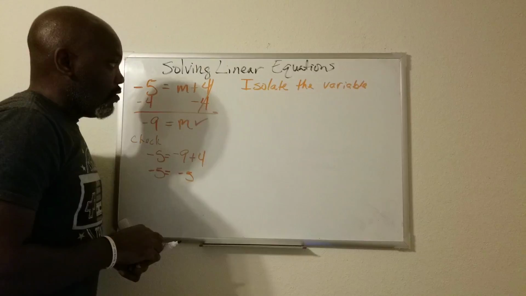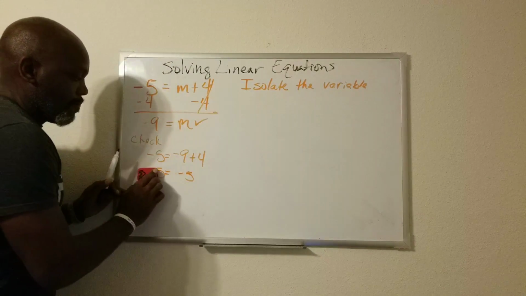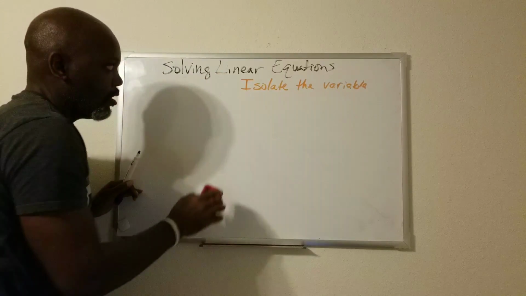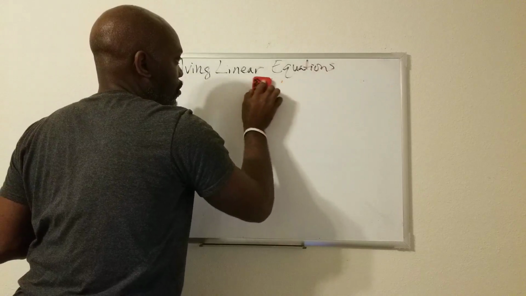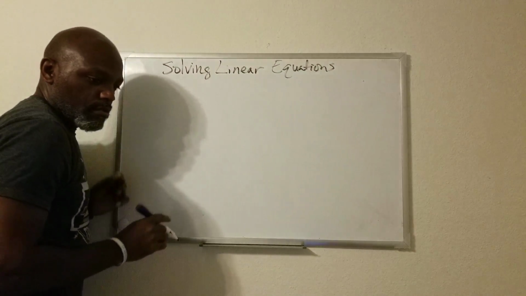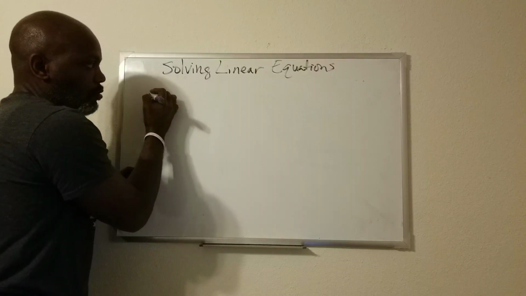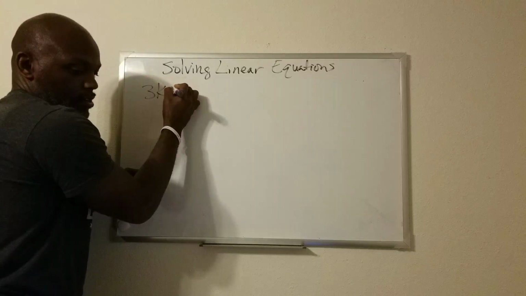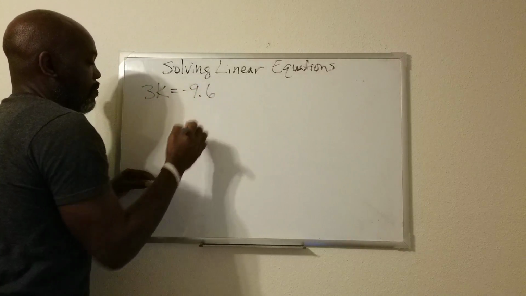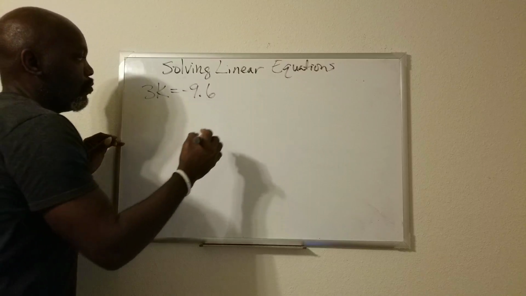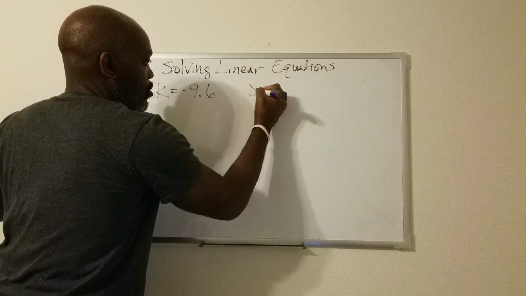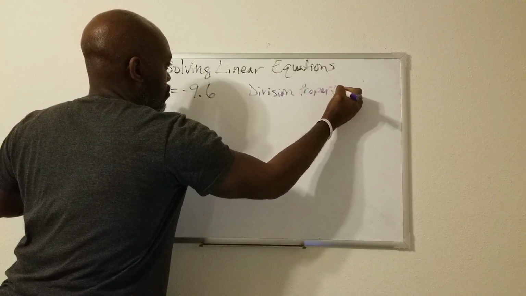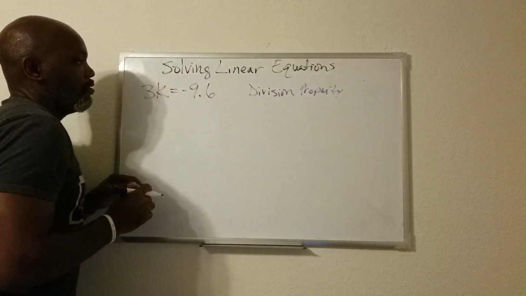Okay, so now we're going to something called multiplication property and division property of equality. The goal is still to isolate the variable. Let's see, 3k equals negative 9.6. We are going to use division property of equality. So I'm just going to shorten it by saying division property, of equality.